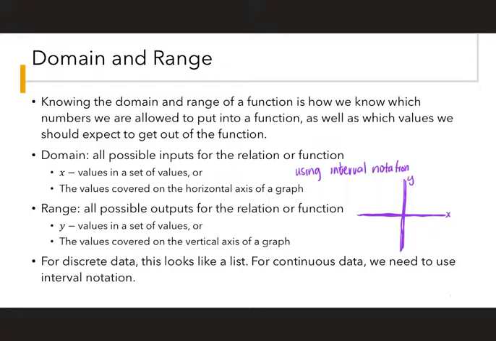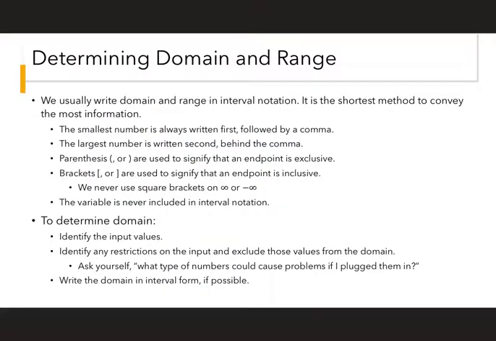Okay. For discrete data, which means I just have a list of data, this is just a listed set of those data points. For continuous data, we use interval notation. Now, typically speaking, domain and range is the shortest method to give us the most information, which is why we spend the time to look at interval notation and understand it so that we can get there. This is just a review of interval notation on the top up here. And remember that we never include the variable itself.